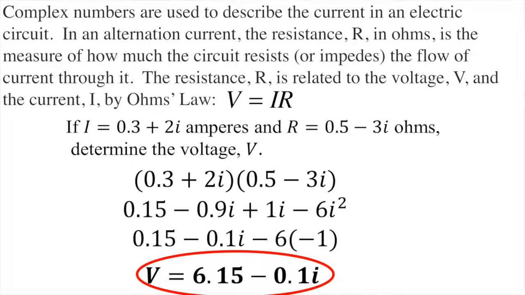Check your answer here. Hopefully you found out that the voltage was 6.15 minus, and just because it's in decimal, that doesn't mean that our order changes. Our order is still that the imaginary part comes after the real part.